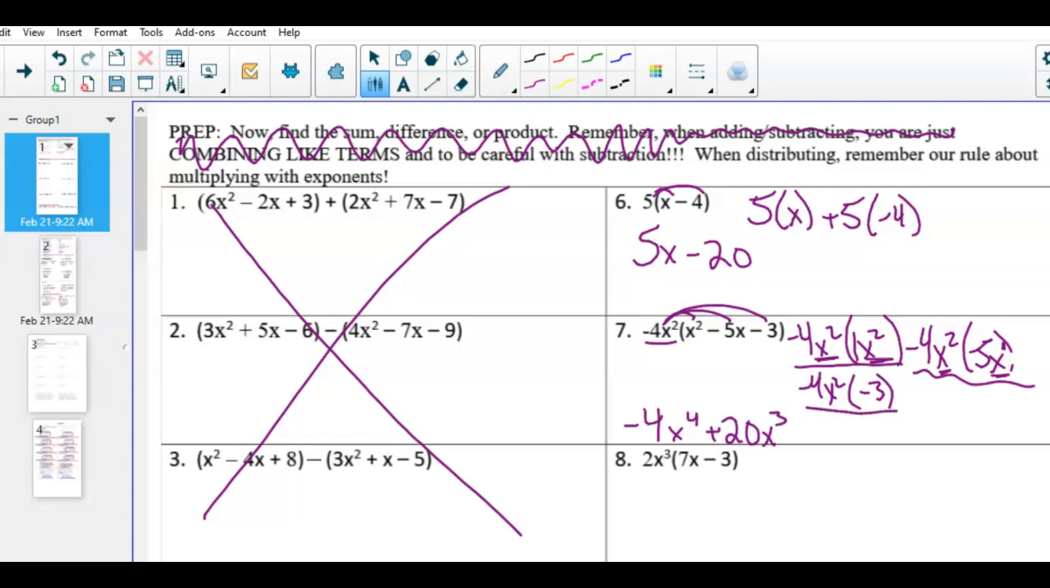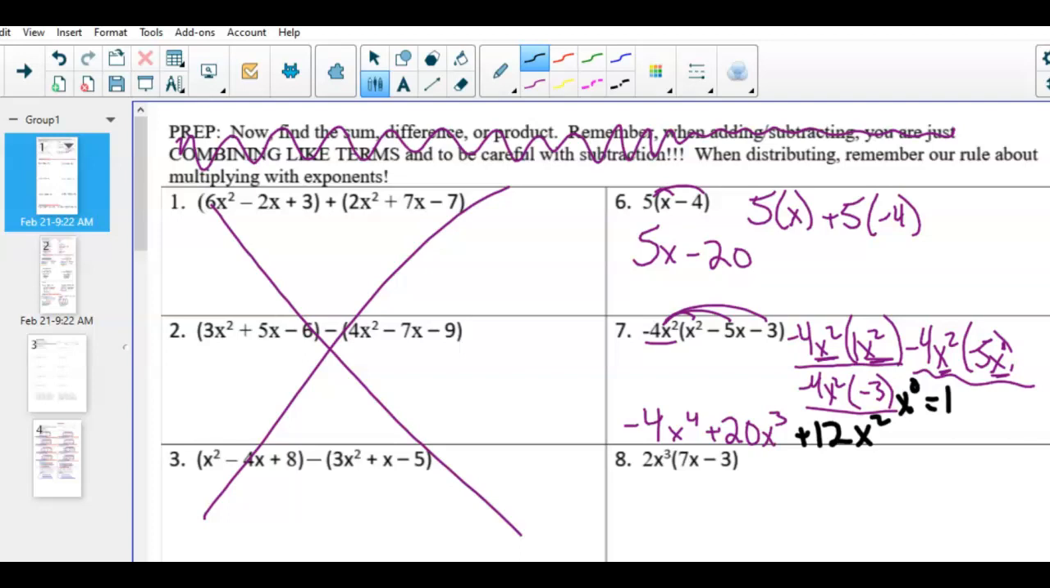For my last two, I'm multiplying negative 4 and negative 3, which is positive 12. However, I do not have any more x's. Think about that as x to the 0, because x to the 0 would be 1. If I were to add 2 and 0, it would stay the same thing. So this is not going to change. It's just going to be x squared.